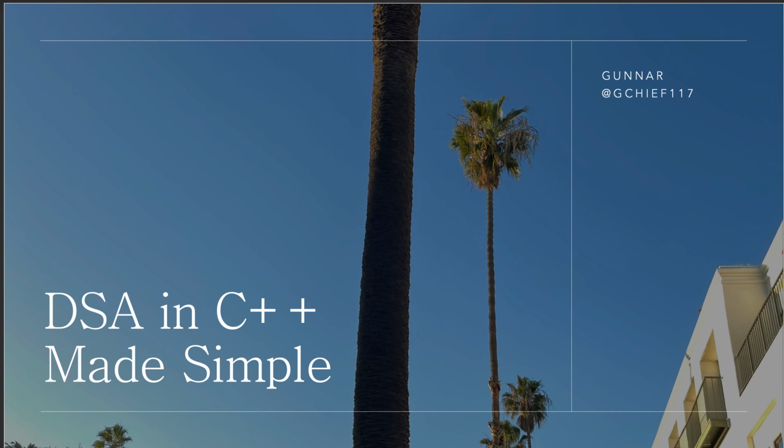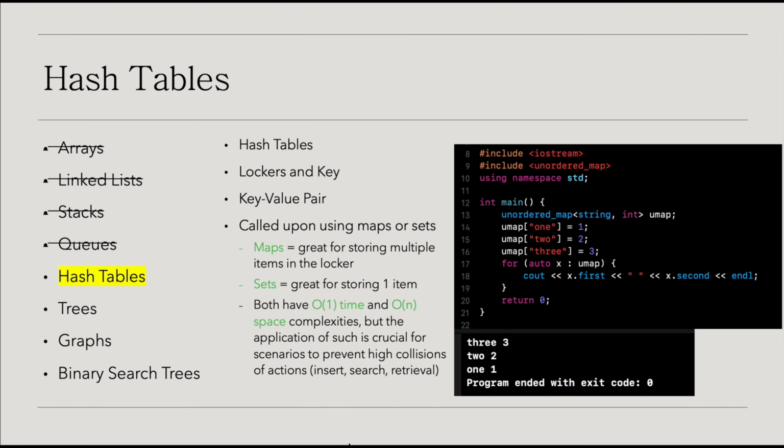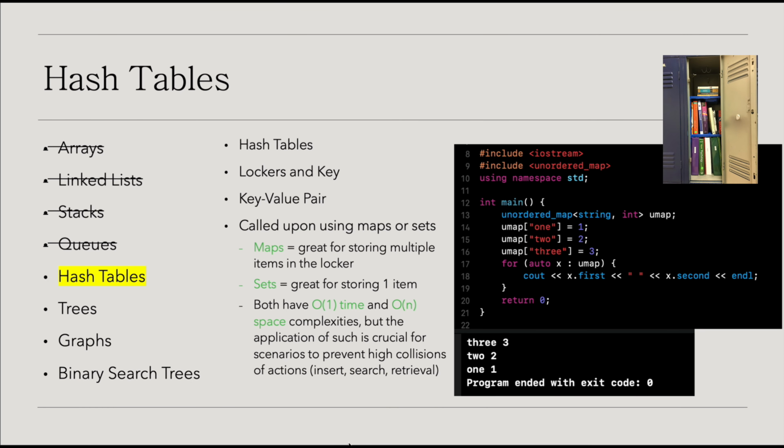Hello everyone, today we will be going over the concept of hash tables, and without any further hesitation, let's get started. Let's imagine that we are in a school with many lockers. Each locker has a unique number and can store one item. Hash tables work similarly to these lockers, where each locker represents a unique key value pair.